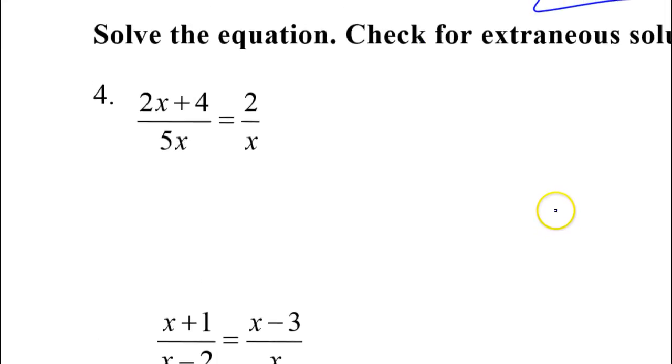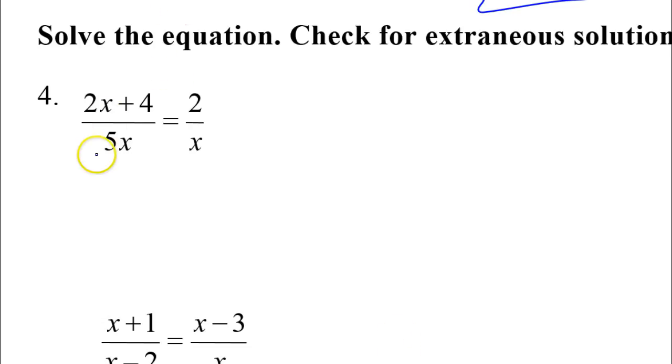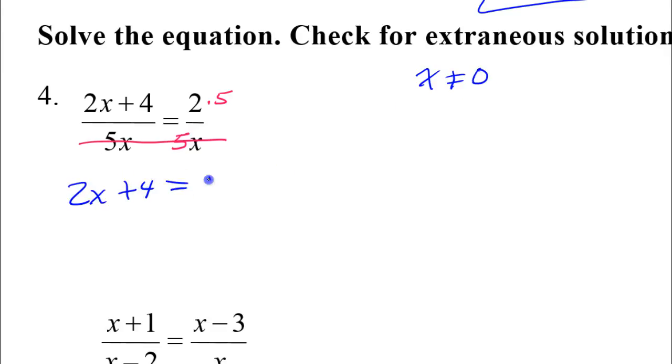All right, number 4. We need to solve this equation. So when I'm solving equations, I'm still going to make like denominators. All right, the difference is I will cancel out the like denominators after I form them. They both have x in common. All I need to do is multiply by 5, numerator and denominator. Now I have like denominators, so I can just cancel those out. All right. By the way, I already see that x cannot equal 0. That's my excluded value.